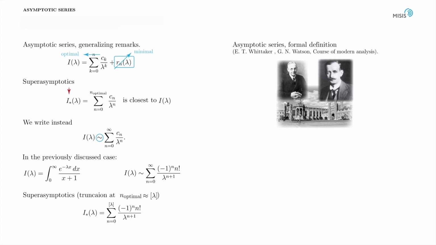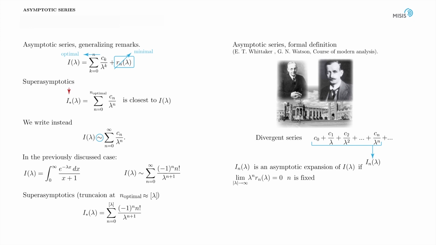Finally, I give you the formal definition of asymptotic series from the book by Whittaker and Watson. Suppose we have a divergent series. Here are its first n terms. We denote this sum by I_n of lambda. They say that this series represents the asymptotic expansion of some function I of lambda if the error R_n of lambda satisfies the following condition for a fixed n. Lambda is assumed complex in the general case. The error is just the difference between I of lambda and I_n of lambda. So this is the formal definition of the asymptotic series.